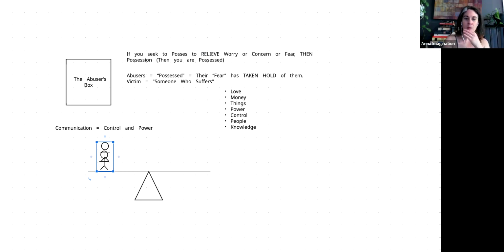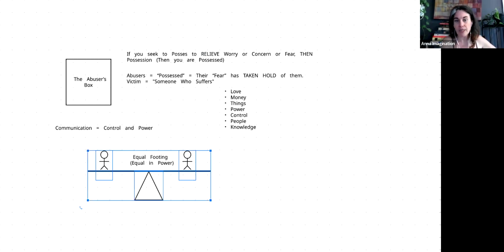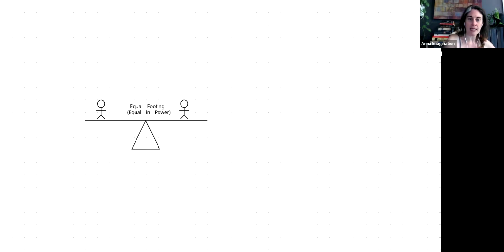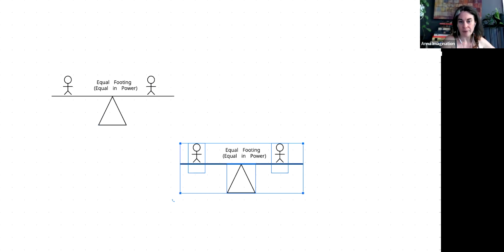Now, this is what we refer to as equal footing. Equal footing actually means equal in power. That is what that actually means. And people who have possession are well aware of this. So we're going to do another diagram over here while we emphasize this, because this is what equal power looks like. And then you've got people over here, and things are very, very different.